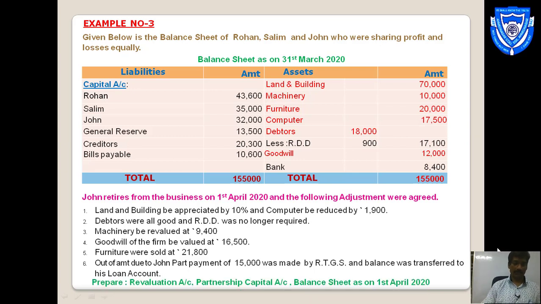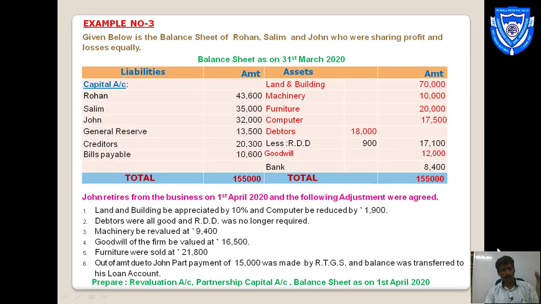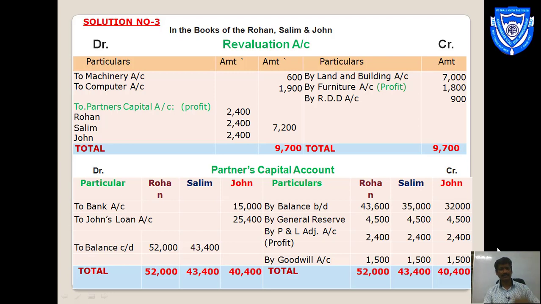And at last we have to prepare revaluation account, partners capital account and balance sheet as on 1st of April 2020. So let us start our example. Solution number 3 in the books of Rohan, Salim and John, revaluation account, debit side and credit side. So students will go sequentially. We can take any side first. First we'll solve revaluation account and simultaneously partners capital account, and later on we'll solve balance sheet.